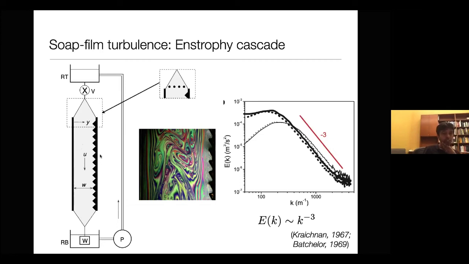To make the flow turbulent, at the entrance of this channel, we basically put a grid, which is actually a comb. We pierce this soap film with this series of rods over here, and they shed eddies, which we are visualizing here using thin film interference. And more important, these eddies conform to a very different kind of spectrum than the Kolmogorov spectrum. It's the so-called enstrophy cascade. This was theoretically predicted in the 60s by Kraichnan and Batchelor.